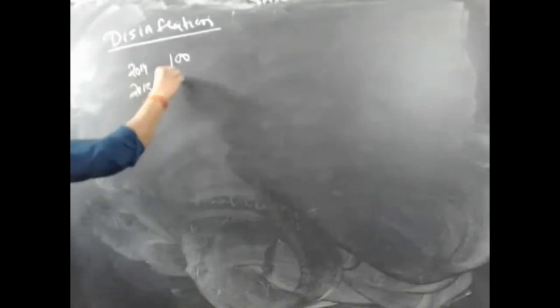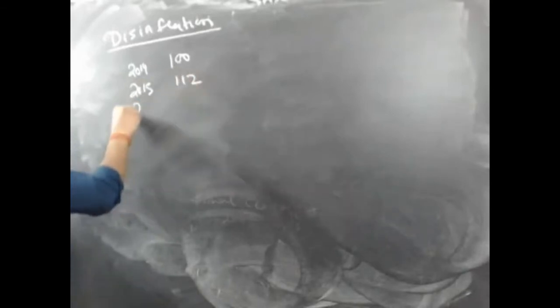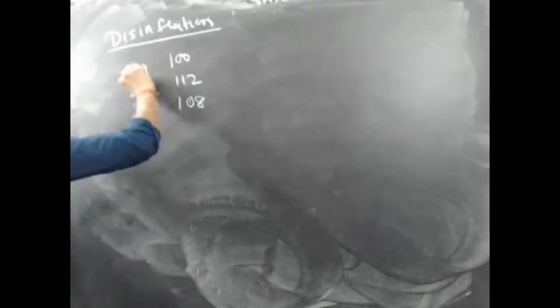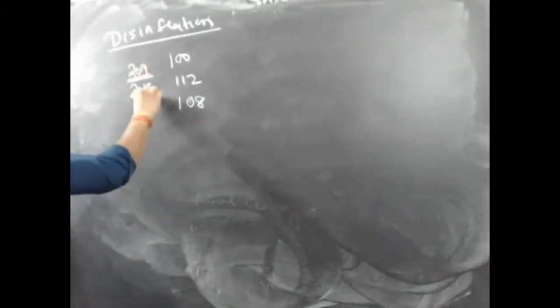So deflation is over. Now next topic is disinflation. Now suppose the price of a commodity in 2014 was 100, in 2015 112, in 2016 108. Okay, now tell me, with regard to 2014, prices in 2015 and okay, let's not take this example.